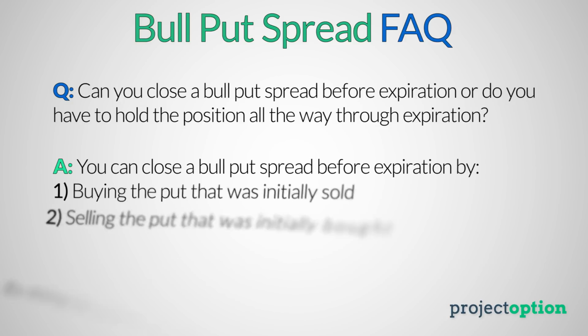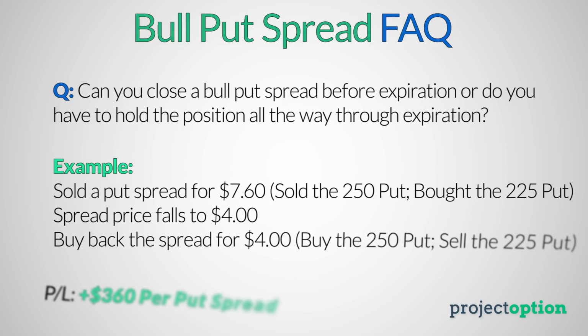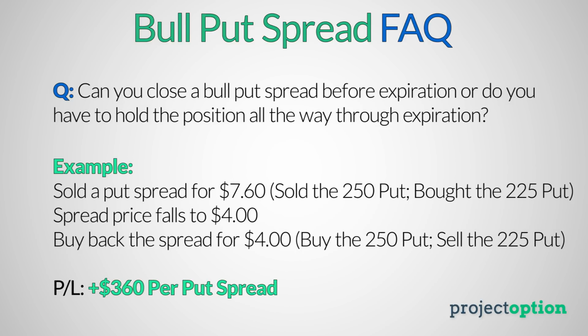For example, if you sell a put spread for $7.60 and the stock price increases over a couple weeks and the spread's value falls to $4, if you buy back the spread for $4, you will lock in a profit of $3.60 per spread, since you sold the spread for $7.60 and bought it back for $4. In that case, your actual profit would be $360 per put spread that you sold and later purchased back for a lower price.